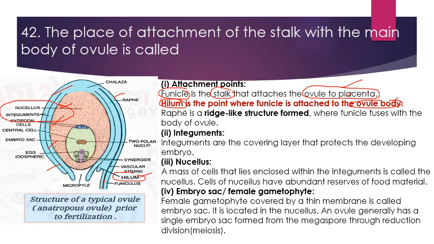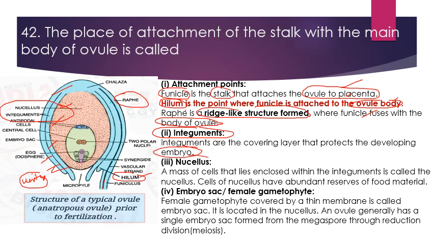The next structure is raphe. Raphe is a ridge-like structure formed where the funicle fuses with the body of the ovule. The next is integuments. Integuments are covering layers that protect the developing embryo. So outer coverings are known as integuments. An ovule may be unitegmic or bitegmic on the basis of the number of integuments. Unitegmic means having a single integument, and bitegmic means having two integuments, that is outer integument and inner integument.